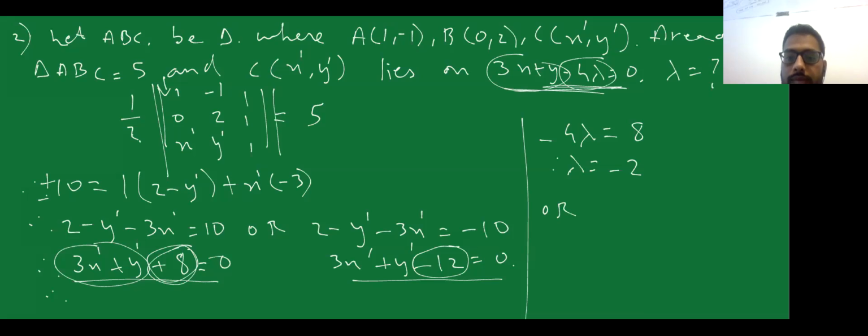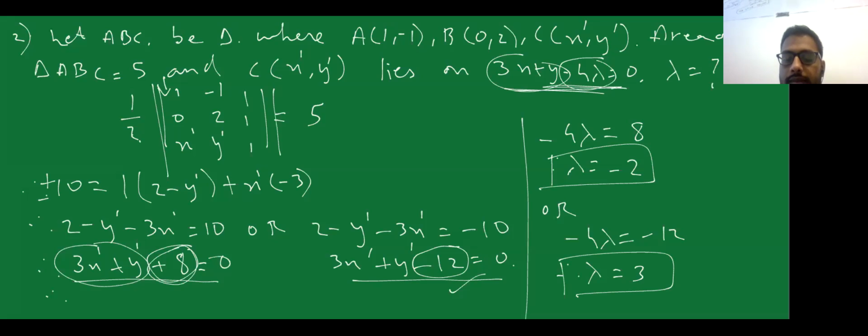Or from the second equation, I can say minus 4 lambda is equal to minus 12, which gives me lambda is equal to 3. So the answer is this or this. Pretty straightforward. Area was given, therefore we have equated it with area.